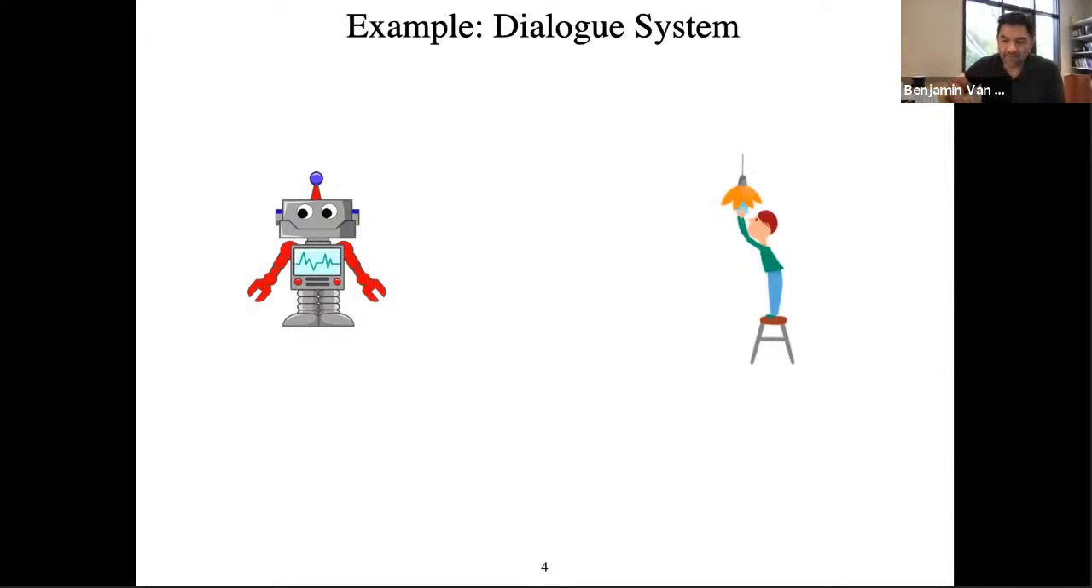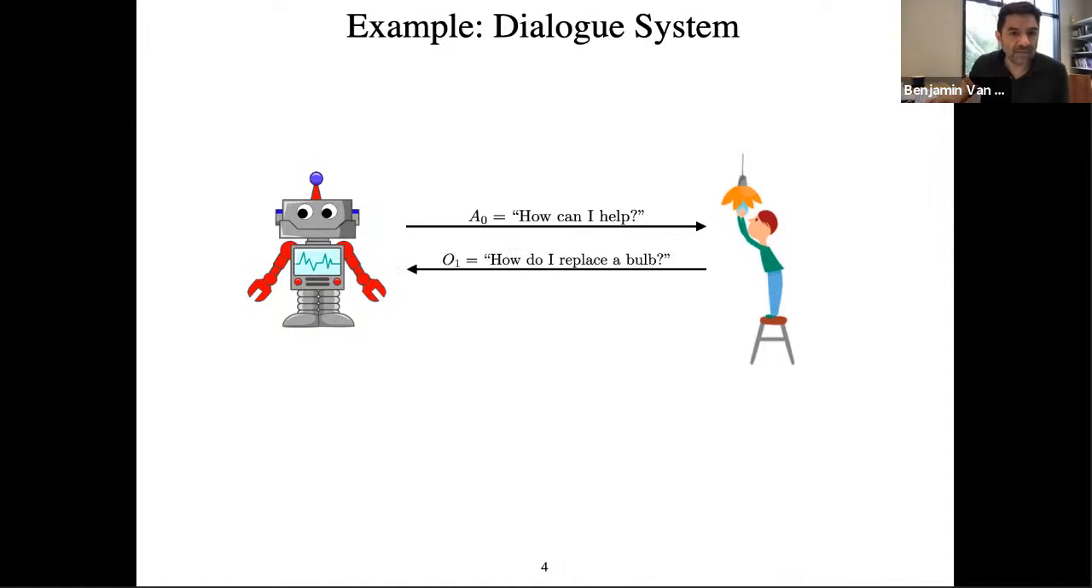Okay, here's an example of an interaction with a real environment. You could consider a dialogue system. And in particular, you could think of each action in a dialogue system as being a message. Here, the agent is sending a message to the environment, saying, how can I help you? The observation from the environment could itself be another message registered by the agent. And this kind of interaction could continue over time. And the agent could learn how to, for example, be more helpful to individuals with which it interacts.